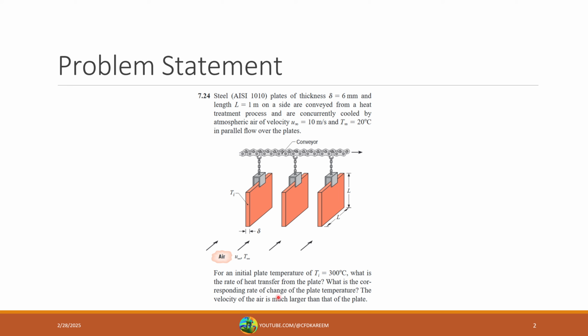What is the corresponding rate of change of the plate temperature? And it also tells us that the velocity of the air is much larger than that of the plate. Essentially what that's trying to say is as these plates are moving on the conveyor, the ratio of movement from the conveyor compared to the air flowing over them is going to be very low. So we can only look at the air flowing in this cross flow and don't have to look at the movement of the plates by the conveyor.